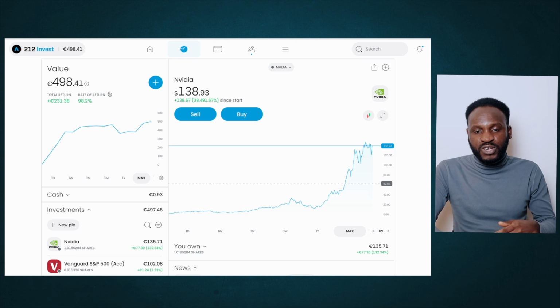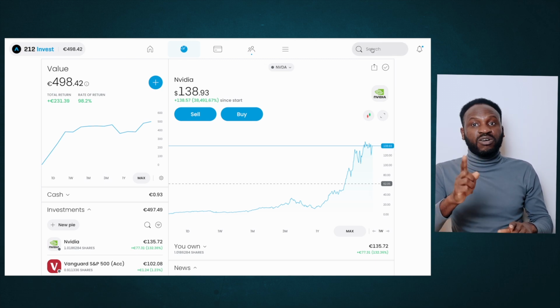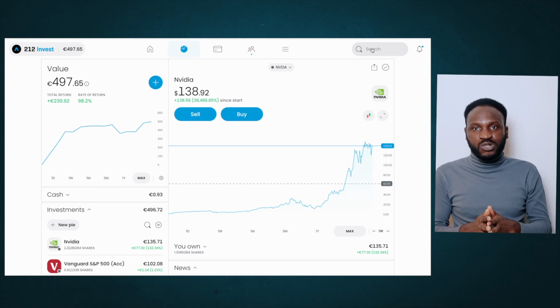So to start your investment, what you need to do is to click on the search bar here. But before you click on that search bar, one thing that they used to ask you to do is to deposit money into this platform.